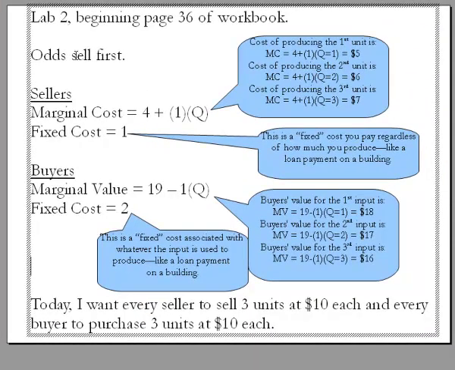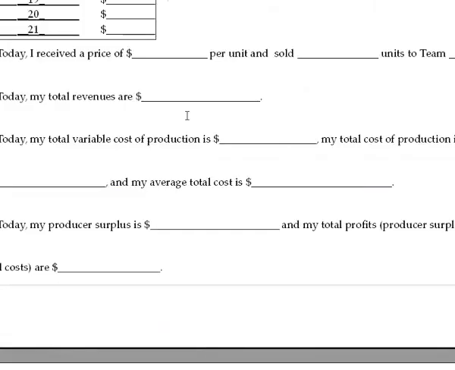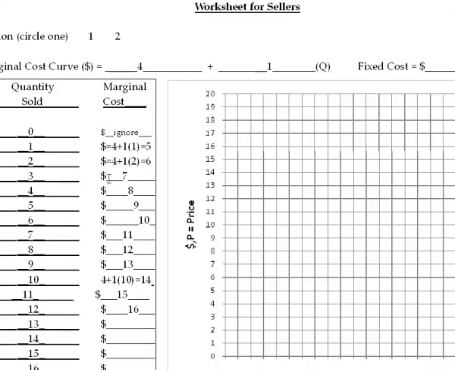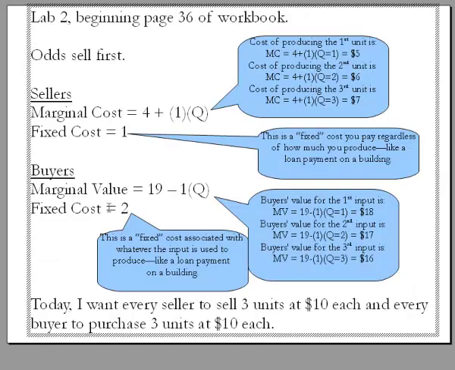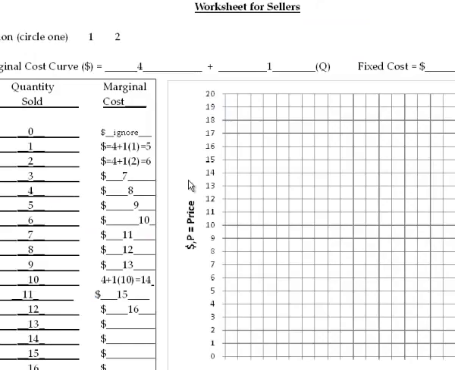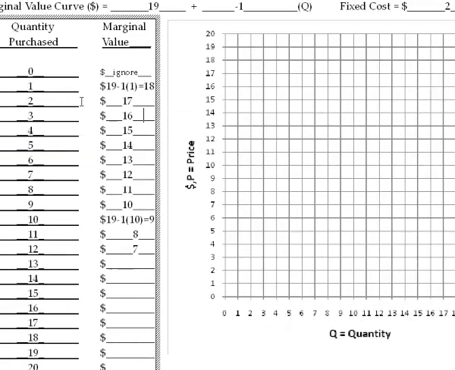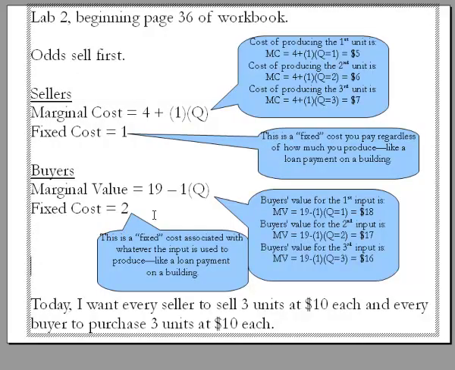So again, what we've done is we come into lab, we notice who's selling first, we look at the marginal cost formula, and we fill out our marginal cost table to help us figure out what kind of price we should try to get. We look at the marginal value curve and we fill out the table. And you're going to want to do this at the beginning of lab regardless of whether you're buying or selling first. And you record your fixed cost.